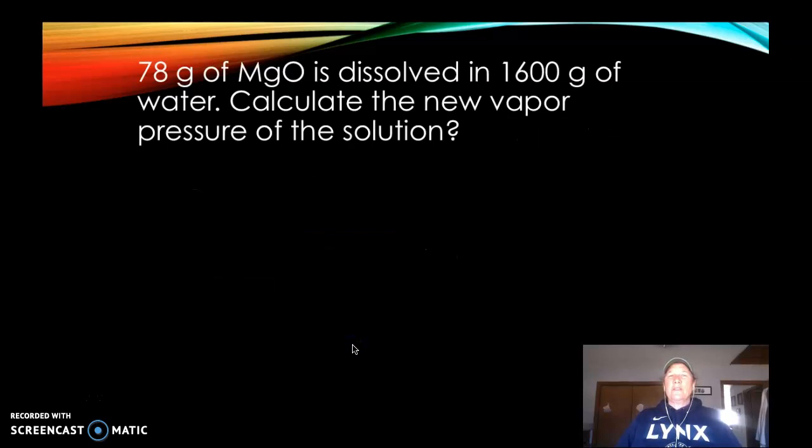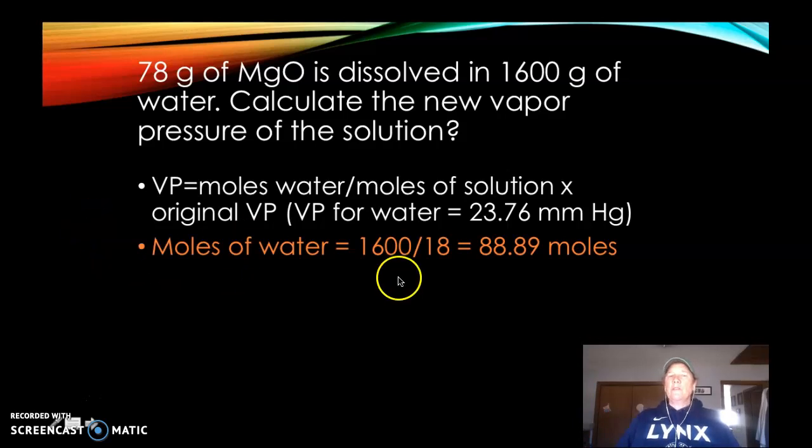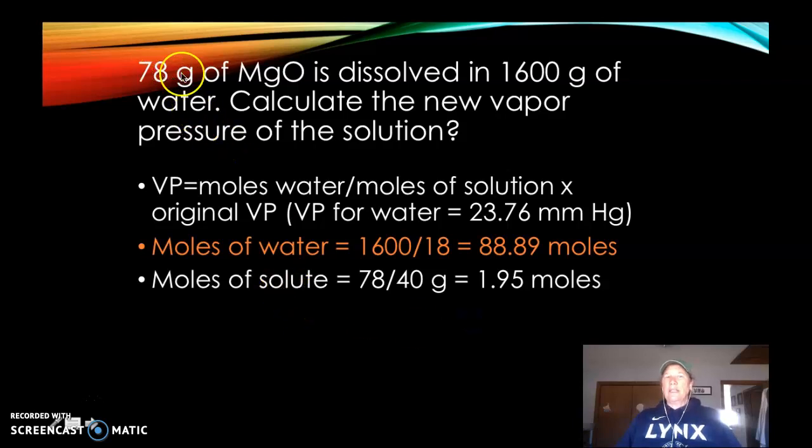Okay, here's another one for vapor pressure. For vapor pressure, you have to use your moles of your solvent over your moles of your solution. So the first thing I usually have to do is they give me my moles of my solute and the moles of my solvent, in this case magnesium oxide and water. So first I'm going to find the moles of them. Moles of water, it says I have 1600 grams divided by 18, that's the formula mass of water, 2 hydrogen, 1 oxygen. You get 88.89 moles. And then my moles of my solute, I take my 78 grams divided by the mass of magnesium oxide, which is 40, and I get 1.95 moles.